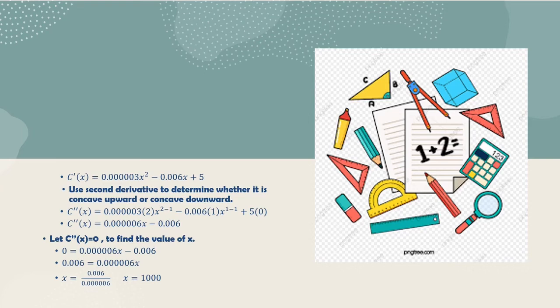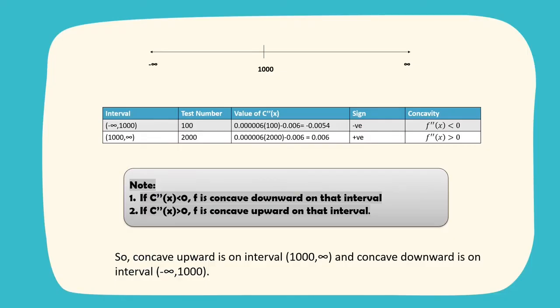Then, to identify its concavity, we use the second derivative to determine whether it is concave upward or concave downward. So we can get the second derivative of C is equal to 0.00006x minus 0.006. Then let the second derivative of C equal 0 to find the value of x. Then x equals 1000. The intervals are negative infinity to 1000 and 1000 to infinity.